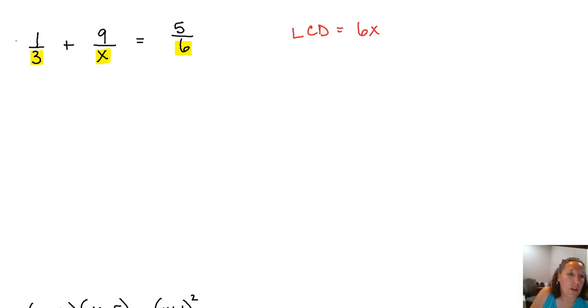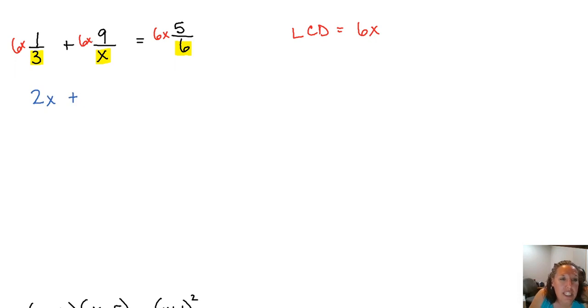So what we're going to do is multiply each of these terms by 6x. Make sure, even if you have stuff that does not have a fraction, you multiply all terms by that LCD. All right, so 6x times 1/3, we're going to get a 3 to cancel out. And when we divide out 6 divided by 3, we're going to be left with a 2. We still have that x.